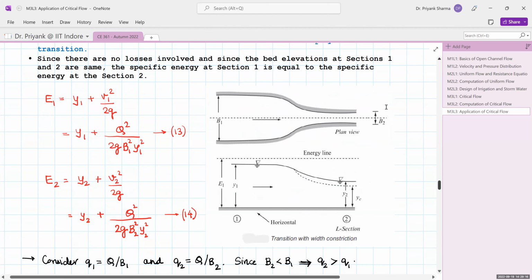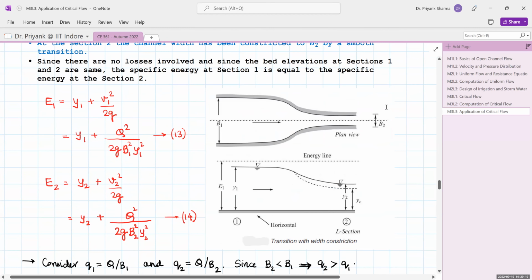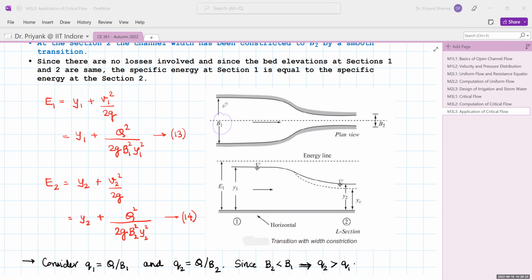So what water level changes happen? In the upstream section, using the width B1, you get the specific energy E1 is equal to Y1 plus Q square upon 2g B1 square Y1 square. And in the downstream section, E2 is equal to Y2 plus Q square upon 2g B2 square Y2 square. So these are the specific energy at section 1 and 2.